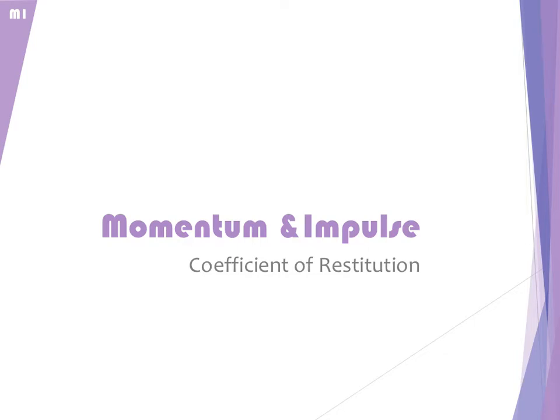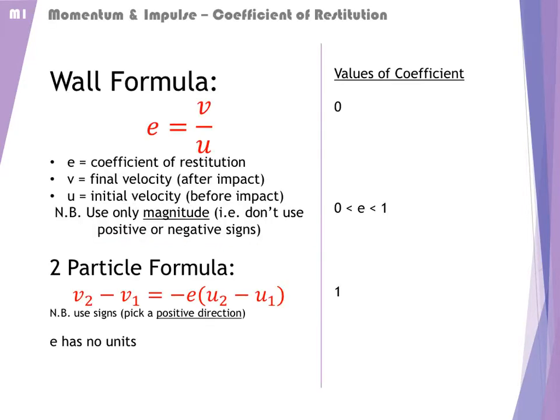So in this video we're going to have a little look at the extra bit that we need to add on to momentum and impulse, and that is the coefficient of restitution. Now the coefficient of restitution is pretty similar to the coefficient of friction in the way in which it works. Again, it's got absolutely no units, so we've put that one at the bottom there. There's two different ways that we're going to work it out as well.